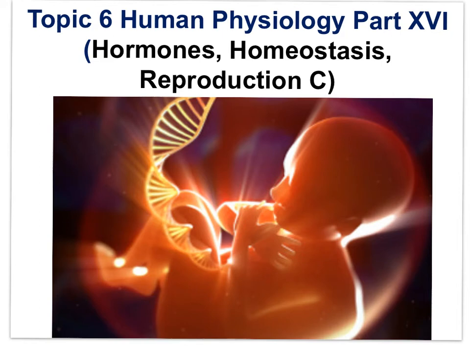Topic 6, Human Physiology Part 16, Hormones, Homeostasis, Reproduction, C, is the third of 4 parts on hormones, homeostasis, and reproduction. This movie will have its focus on reproduction, specifically male reproductive anatomy and physiology. The essential idea is hormones are used when signals need to be widely distributed through the body.